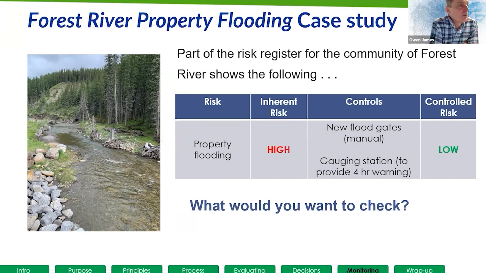Who acts on the warning? So have you put in roles and responsibilities? Yeah, for sure, we've got a 4-hour warning time. But if Fred doesn't know that he needs to tell Joe that, hey guys, the gauging station is flooded, we need to get out of here. If nobody knows that that's their responsibility, it doesn't matter how long your warning time is. It's regular maintenance of the floodgates.